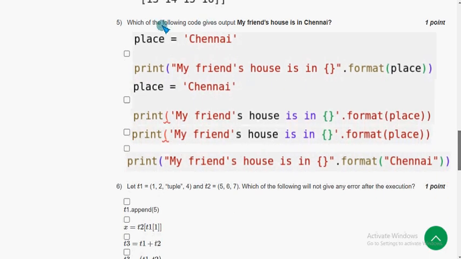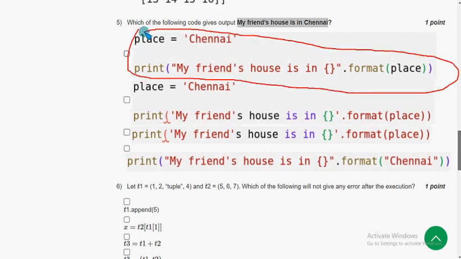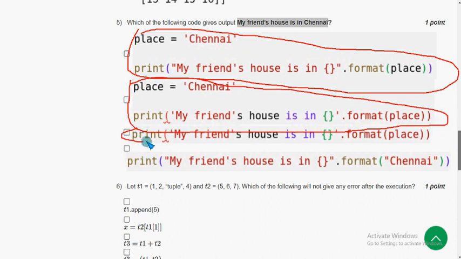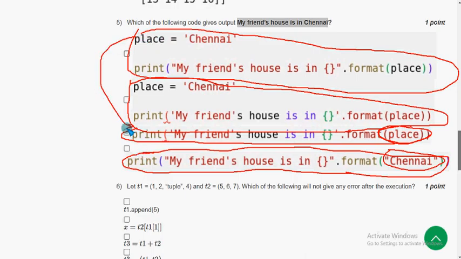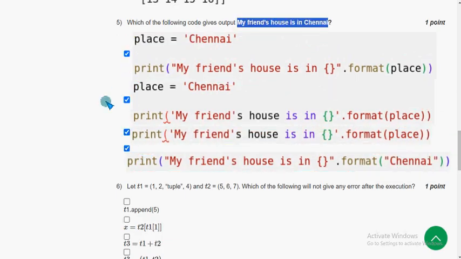Next, moving on to the fifth question, which of the following code gives the output my friend's house is in Chennai? So if you see the first option, I think these two should be one pair and these two should be one pair, and the third one is left out without any meaning of the place variable, and in the fourth option directly they have mentioned it here in the format method. So imagine the place should be given here also, then every answer should be the correct one guys, most probably.